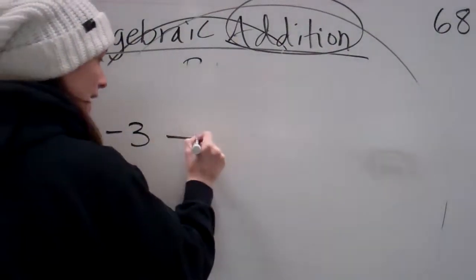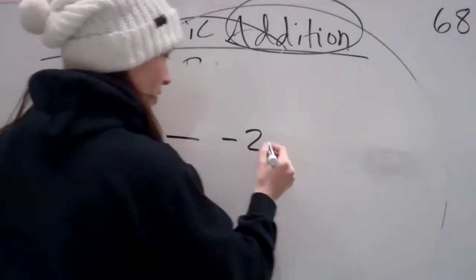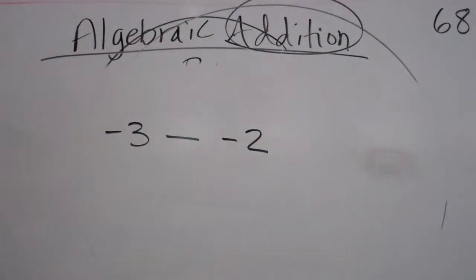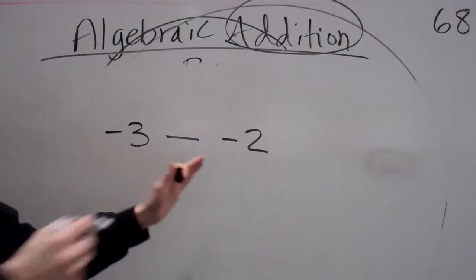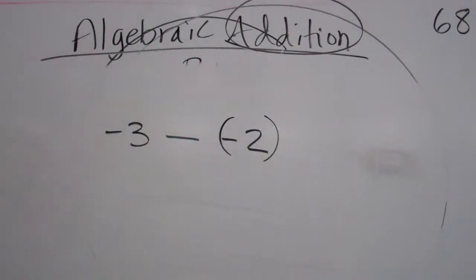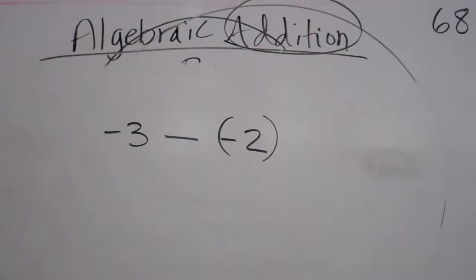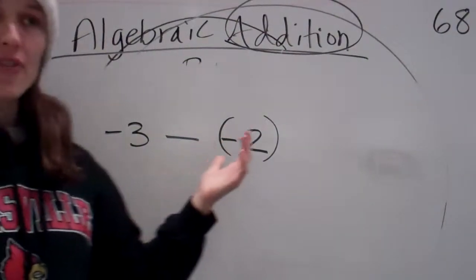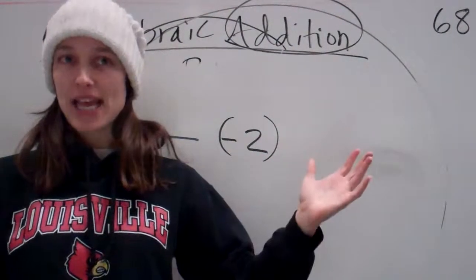-3 minus a -2. Now, anytime you see a parentheses around this, why do you think the book is putting a parentheses around that -2? So that you don't get the minus and the negative confused, okay? It doesn't mean anything different. It's still the exact same number.